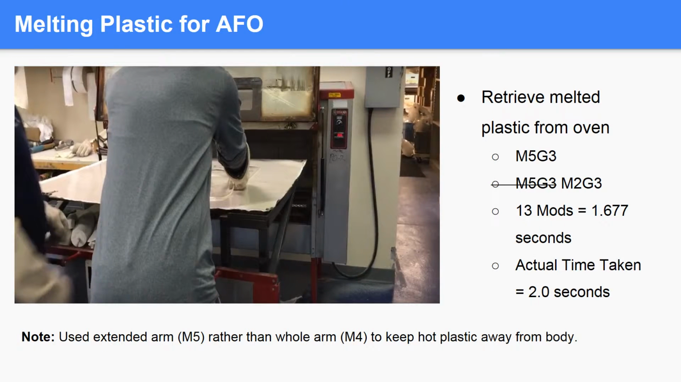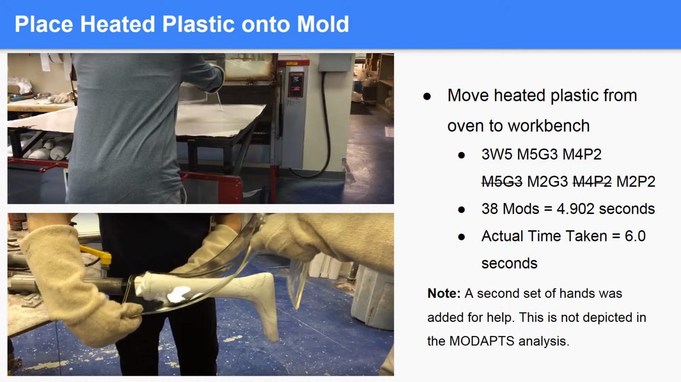Our team decided to perform a MODAPS analysis on moving the heated plastic from the oven onto the AFO. So first, this included retrieving the melted plastic from the oven, where it took around 2 seconds of actual time, but modular time took 1.677 seconds. Next, I moved the heated plastic from the oven to the workbench on top of the AFO, where it took me 6 seconds to actually do it, but modular time had me do it in 4.9 seconds.